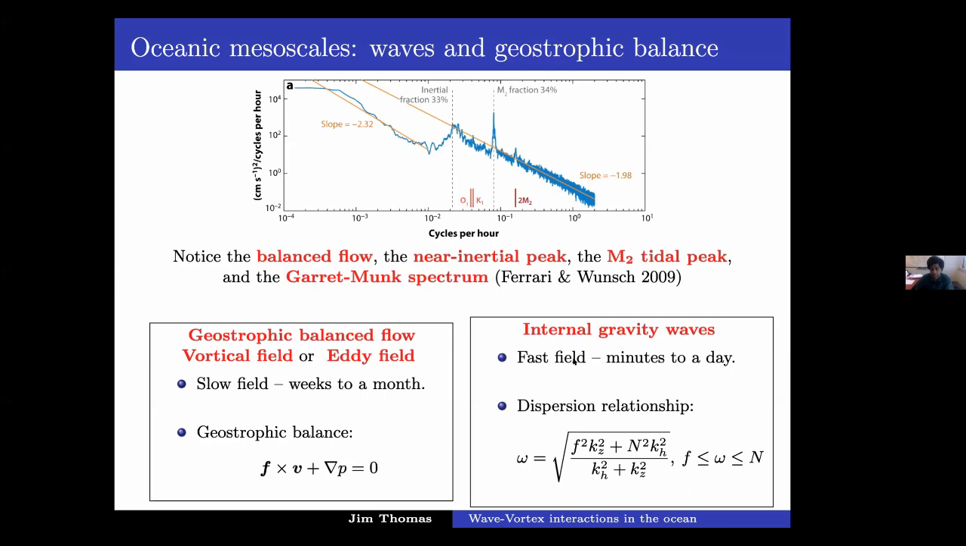So the internal gravity waves have a time scale of minutes to a day. There's a broad spectrum of waves in the ocean. This is a dispersion relationship which connects the horizontal and vertical wave numbers, kh and kz, of the waves with the frequency. So f and N correspond to the rotation and stratification rate of the fluid, and there are waves of frequencies ranging from f to N. So f is somewhere here, N is the buoyancy frequency associated with stratification, it's here. So this is the frequency range of waves.